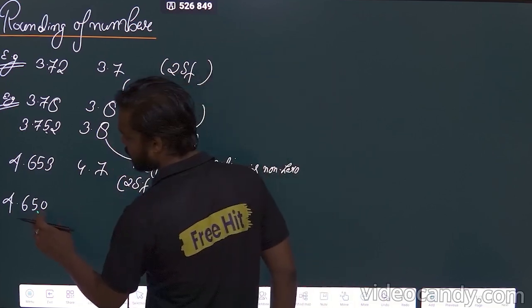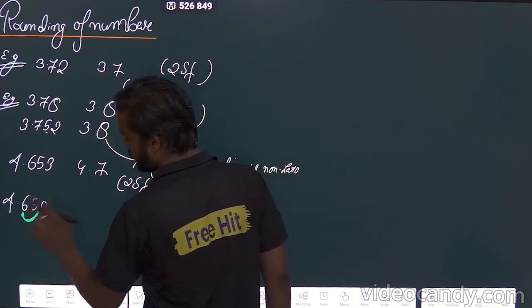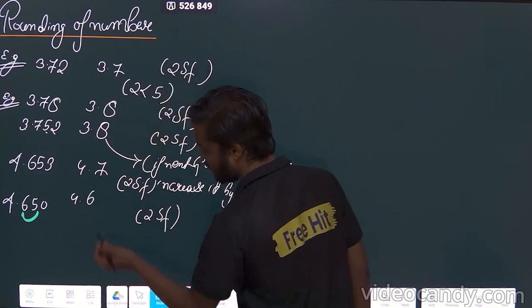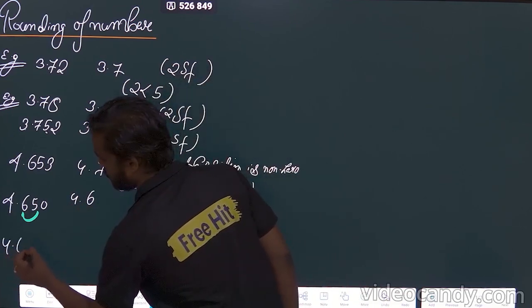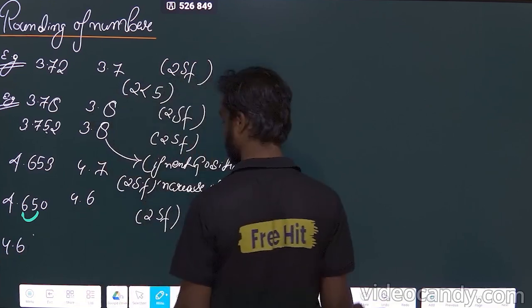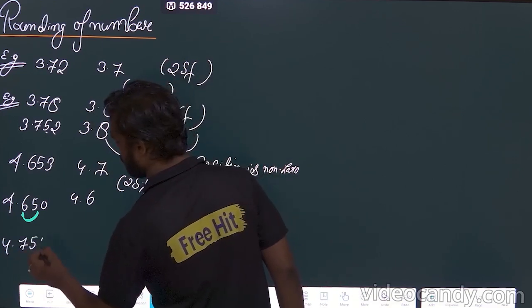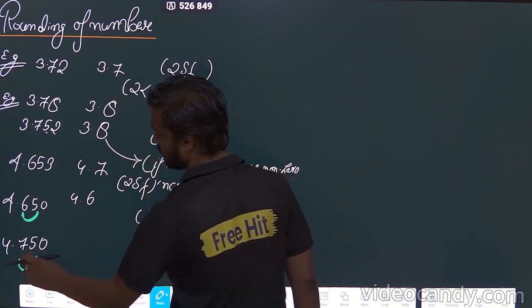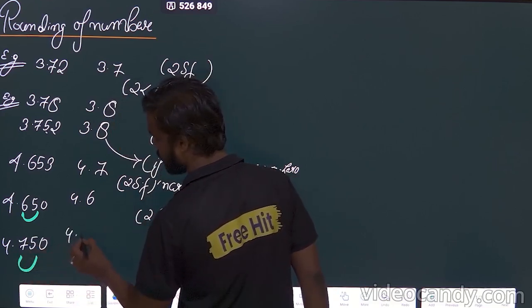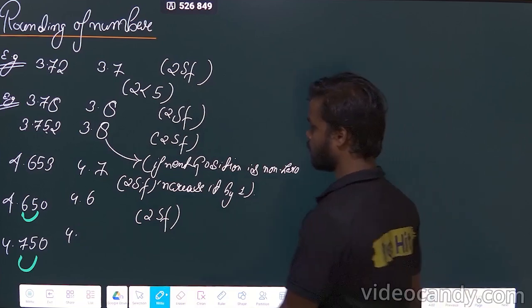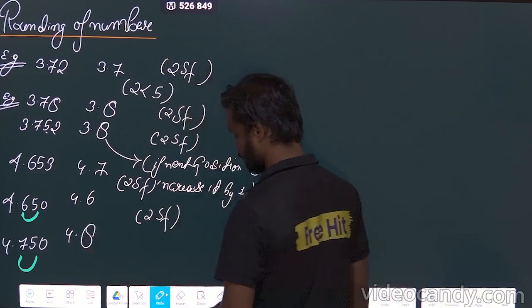If the previous term of 5 is even, then you have to write it as it is. The value will be 4.6. And if it is odd, here it is odd, so you have to write 4.8. Clear? So this is the thing you have to do for doing the round off.